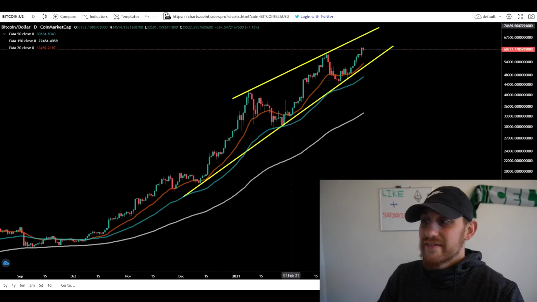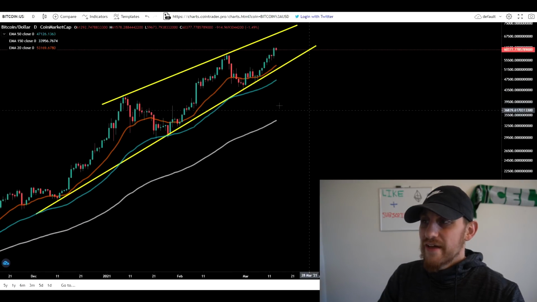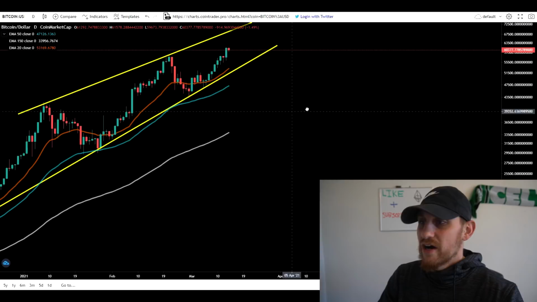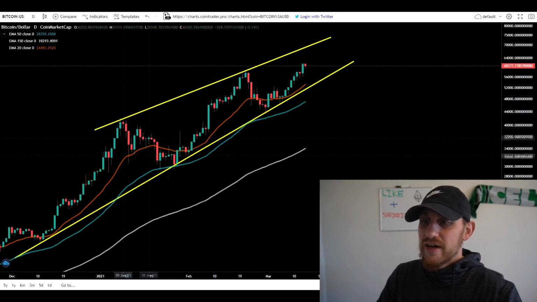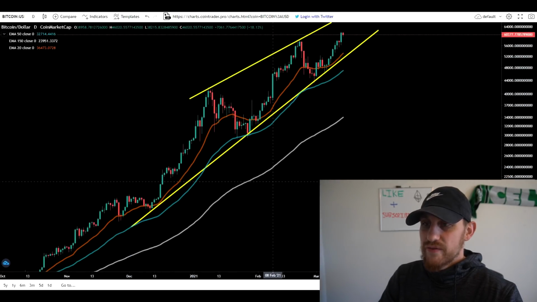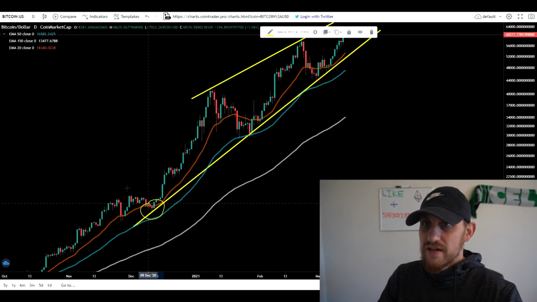But switching on over to the daily chart, you can see another confluence reason why that could be our target here is we have this big rising wedge that's been playing out for Bitcoin. You can see the support has been big, right? Our last 3 dips on the daily, right, went down to this yellow line.